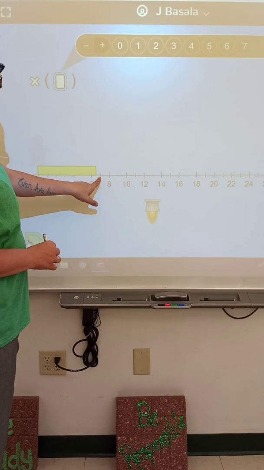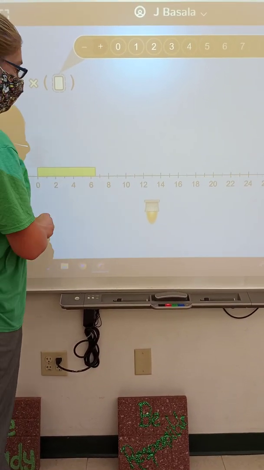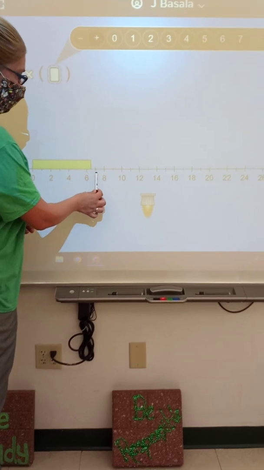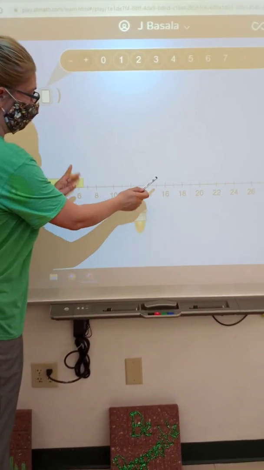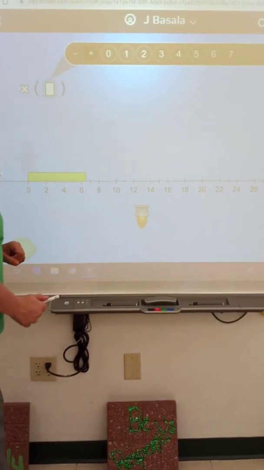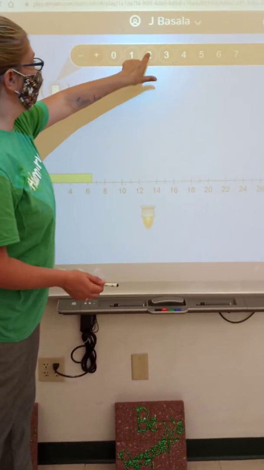Between 6 and 7, halfway between 6 and 8 is 7. Halfway between 6 and 7 is 6 and a half. I'm going to need one more 6 and a half to get to about 13. So I need 2.